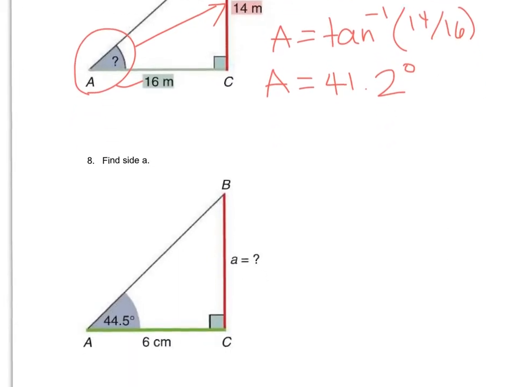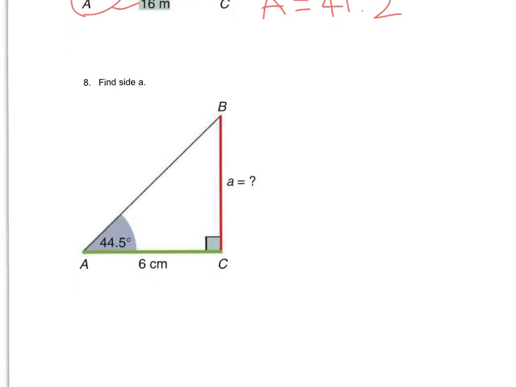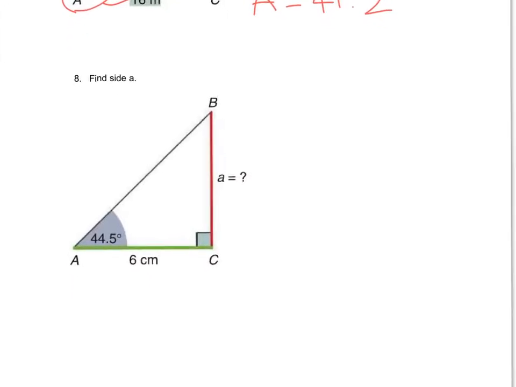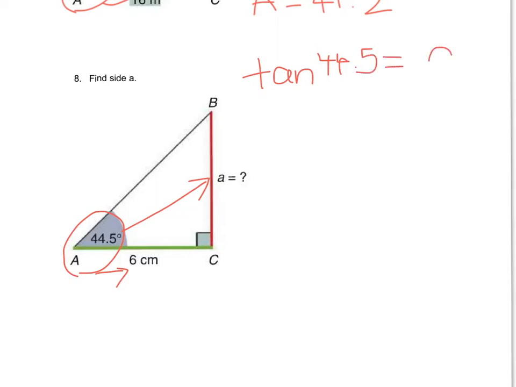Let's try one more like that, but this time they gave me the angle and they are looking for a side length. So again, they gave me an angle of 44.5 degrees. They've asked me to find the opposite side, and they provided me the adjacent side. So we can say that tangent of 44.5 degrees is equal to the opposite side over the adjacent side.